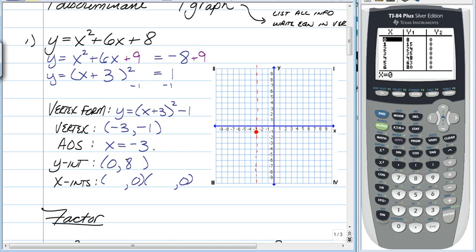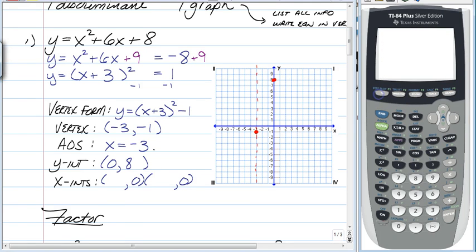So there's our 8. So we know we're going to have a 0, 8. And now we just have to find the x-intercepts. Now remember, you must have y2 equals 0 for this. And now this is just finding two intersections. So if you look at the graph, we have two places where the graph crosses the x-axis. What you do is you press second, trace, number 5 is intersect.